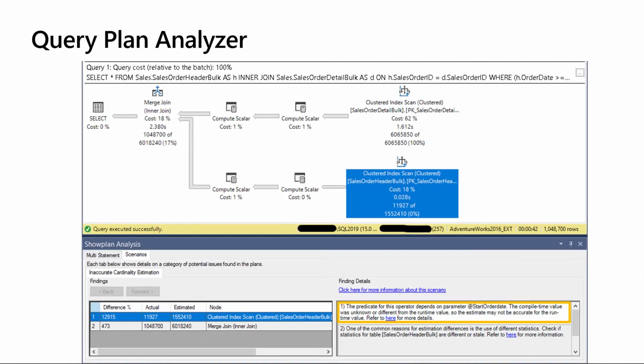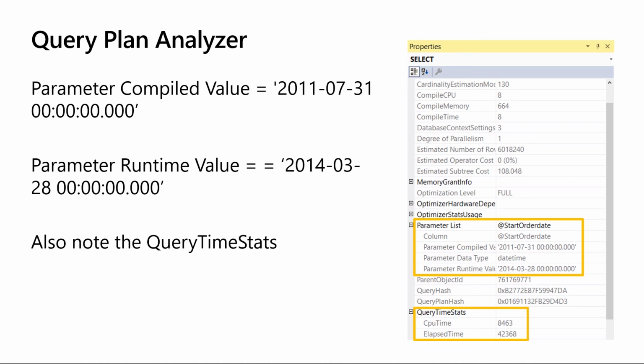So I go back to the query analyzer, and the first scenario here, the first finding detail, is also easy enough to investigate. I can, again, open the properties window from the root node and look at other parameters, namely the parameter list property. If I look at the parameter list property, I see that the start order date parameter was compiled with the date 31st July 2011. And that means that the first time this plan was compiled and then cached, it was optimized for this date value, this parameter.